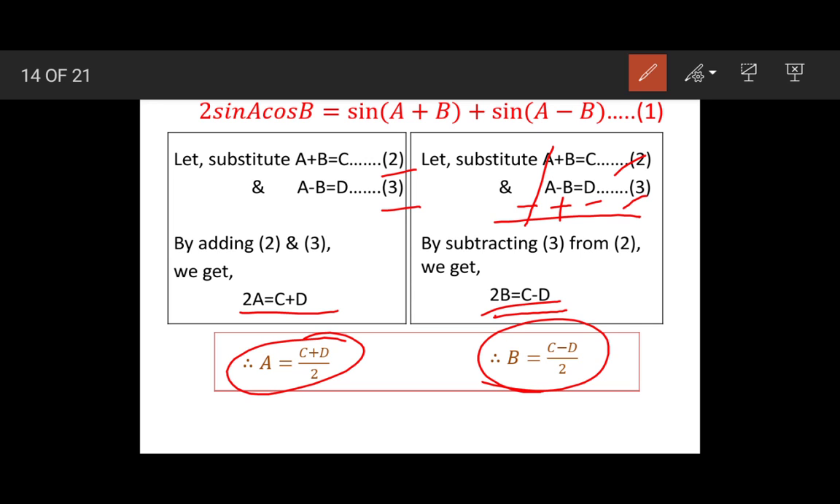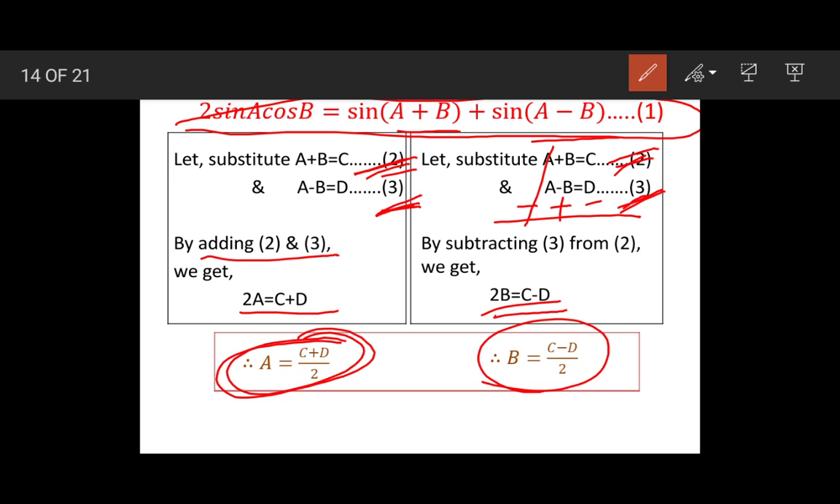And 2b is equal to c minus d means b is equal to (c minus d) upon 2. So from the first formula of defactorization, I am substituting a plus b as c and a minus b as d, and then first I am adding these two equations. By adding, I get a as (c plus d) upon 2. Then by subtracting these two equations, I get b is equal to (c minus d) upon 2. So I know a in terms of c and d, and I know b in terms of c and d.